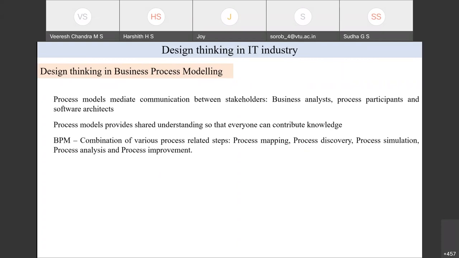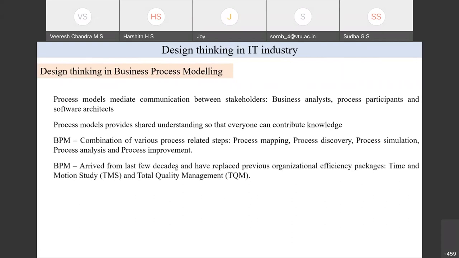So what is this BPM? It is the combination of various process related steps. So there may be process mapping, process discovery, process simulation, process analysis, and even process improvement. So this BPM has replaced a lot of organizational efficiency packages, let me say TMS or time and motion study, TQM, total quality management. It has replaced all of these, because it is very transparent, of course.